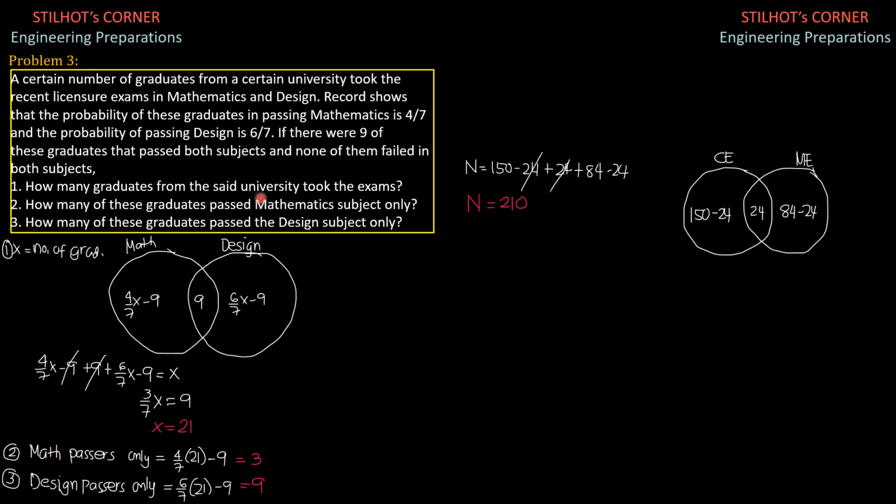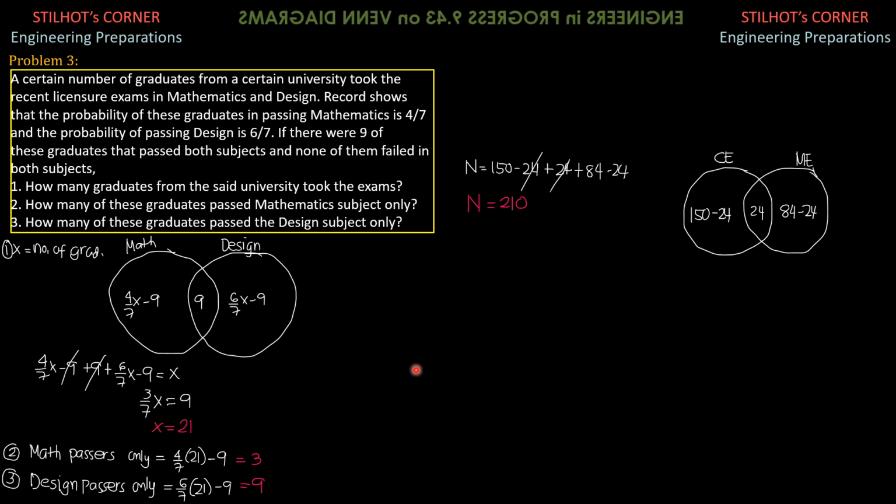Then for number 2, mathematics passers only is 4 over 7 of 21 minus 9, so that's 3. And passers of the design subject only is 6 over 7 of 21 minus 9, so 9.